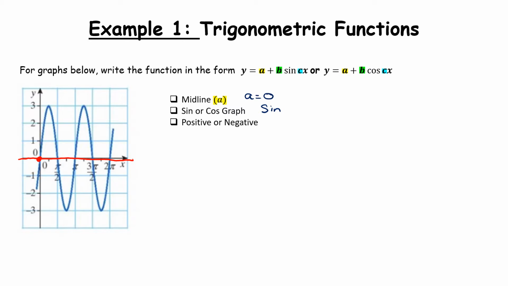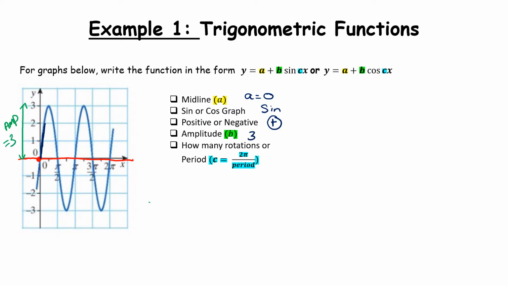Next thing is it positive or is it negative? So we look at the first section. So the first section is above the midline, so therefore it is positive. The next thing is the amplitude. So the amplitude is basically the distance between the maximum or minimum, if you prefer, and the midline. So there's my amplitude there, and that equals 3.